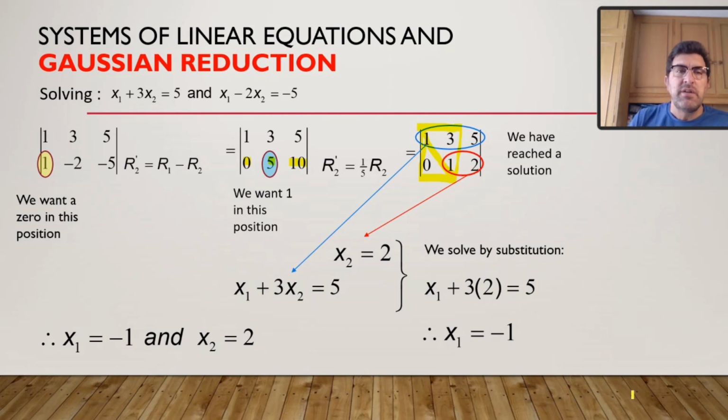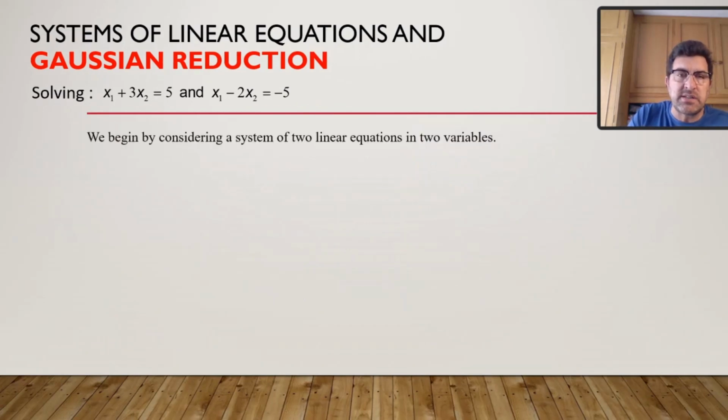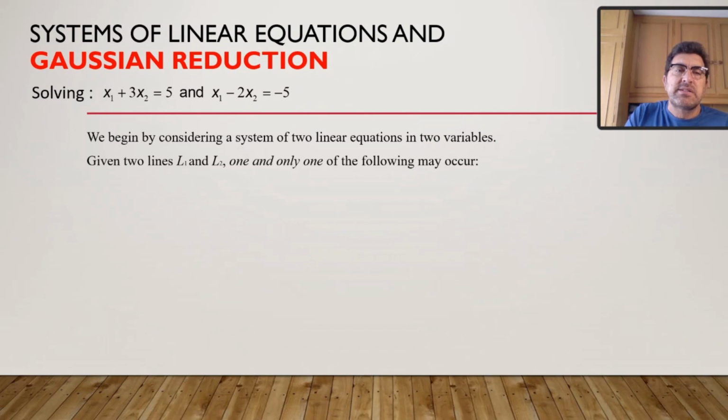How do we do it? Well, we operate on our rows by one of the 3 elementary operations we've seen so far. So we begin by considering a system of 2 linear equations with 2 variables. You are given 2 lines, folks. If you draw them, it's equivalent to x plus 3y is 5 and x minus 2y being 5. So they give us 2 lines.